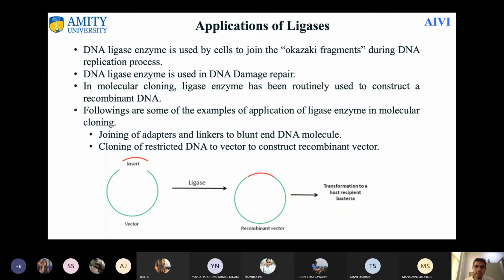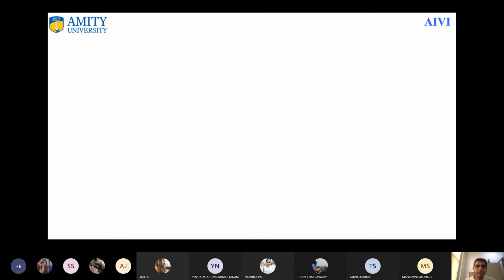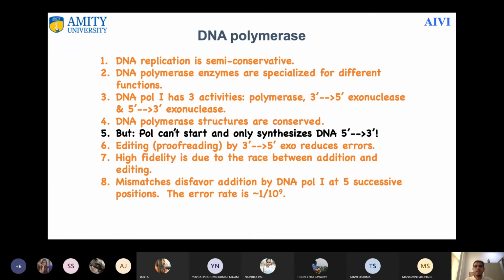Then the utility: in recombinant technology we use it for joining. Wherever you need to join two segments of DNA, there comes the role of ligases. Naturally, they play a very important role in DNA replication and damage repair. After that, we are now at the third enzyme of our importance, the DNA polymerases.